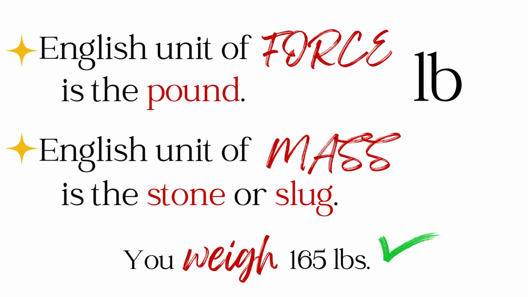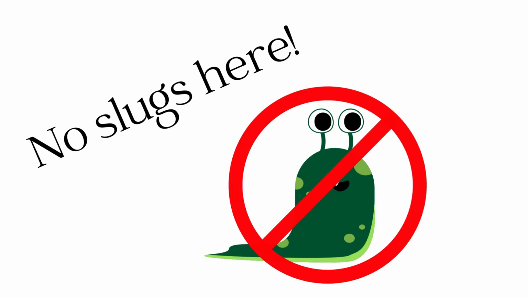So in the English system, the pound is the unit of force, so you are correct to say that you weigh 165 pounds. In the English system, mass is measured in stones, so my mass would be approximately 11.8 stones. You can also use in the English system a slug, but obviously we're not going to be talking about stones and slugs in this course. We're just going to stick with kilograms.